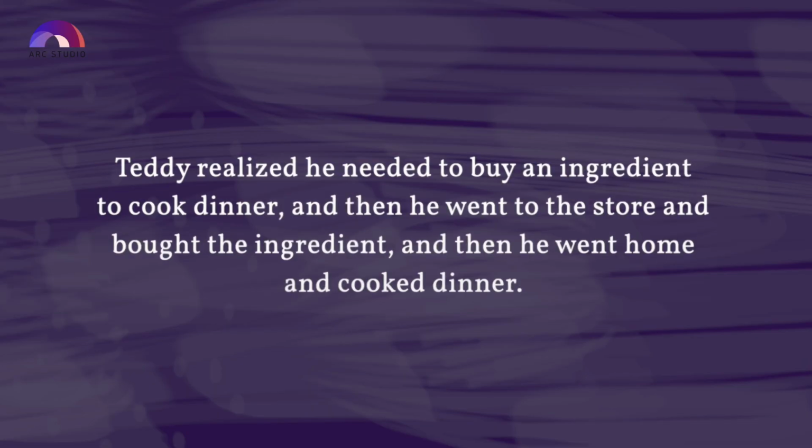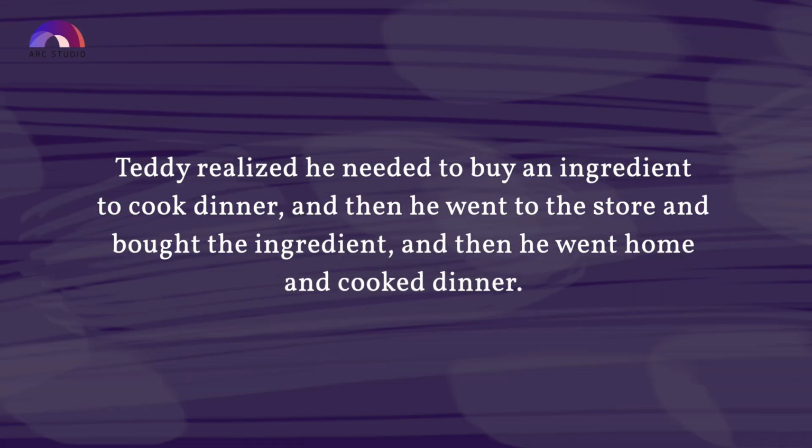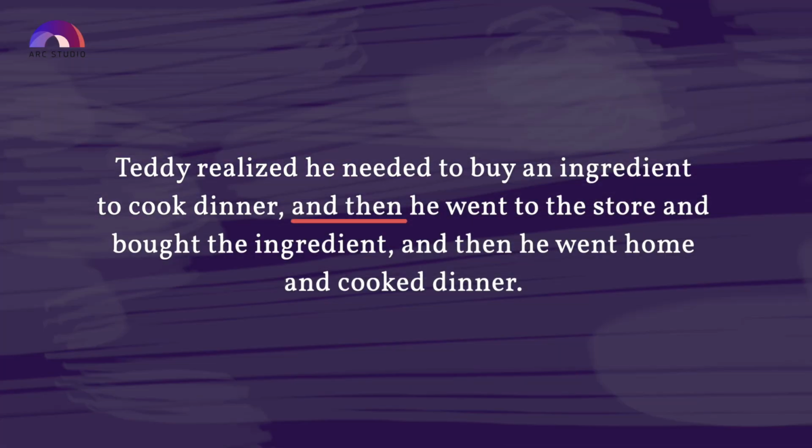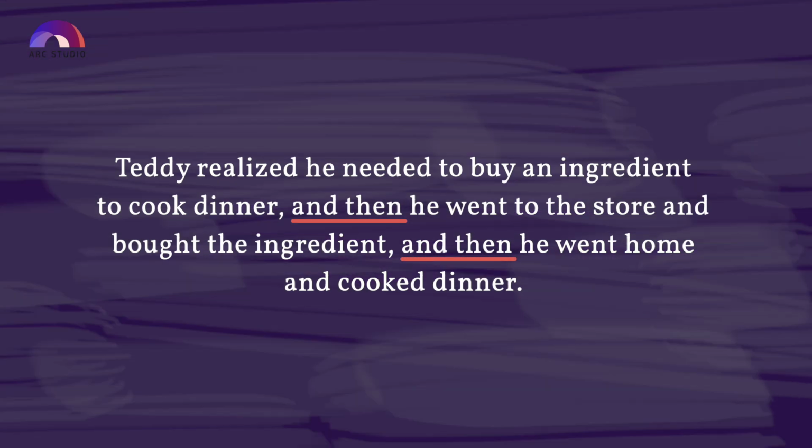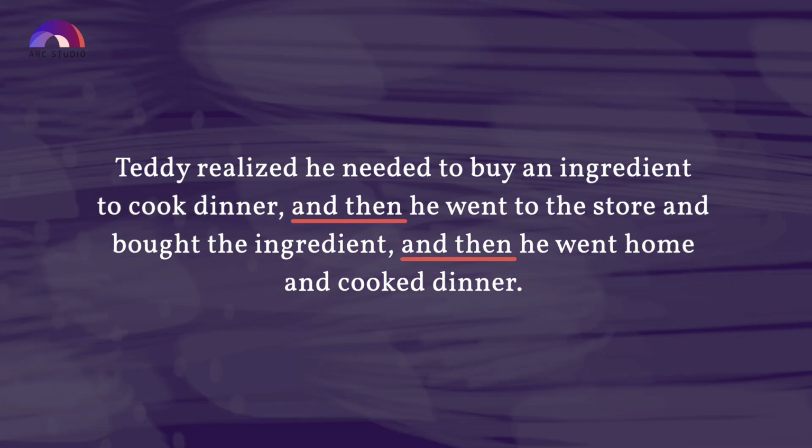Now let's look at a counterexample. What would Teddy's story be like without complications and consequences? This is the "and then" approach. Teddy realized he needed to buy an ingredient to cook dinner, and then he went to the store and bought the ingredient, and then he went home and cooked dinner. That's also 3 beats. Similar things happened, dinner, store, etc.